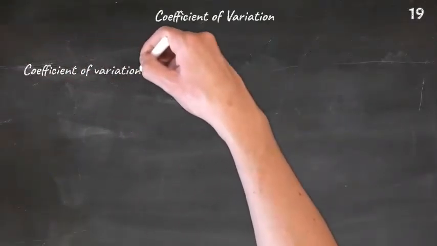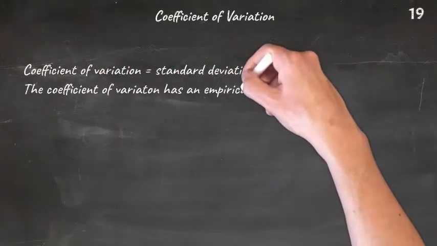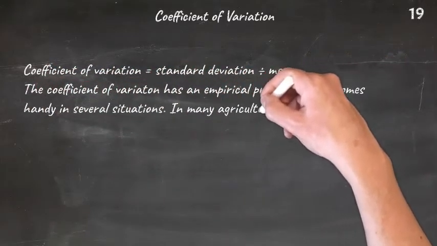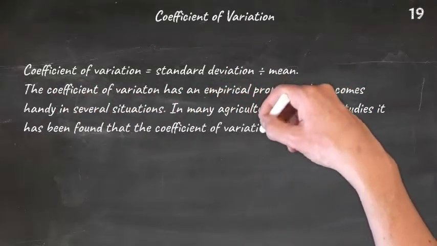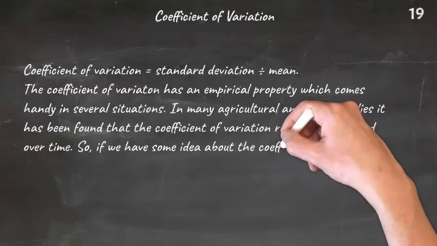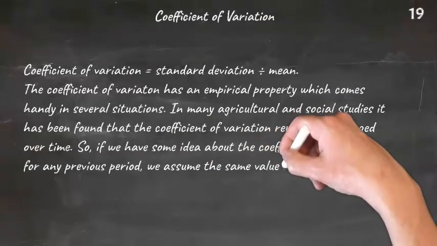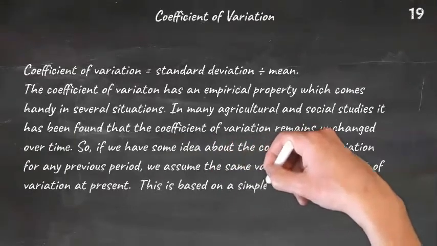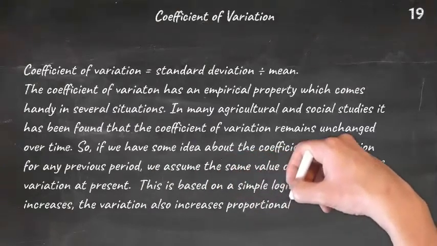Coefficient of variation equals standard deviation divided by mean. The coefficient of variation has an empirical property, which comes handy in several situations. In many agricultural and social studies, it has been found that the coefficient of variation remains unchanged over time. So, if we have some idea about the coefficient of variation for any previous period, we assume the same value of the coefficient of variation at present. This is based on a simple logic: when mean increases, the variation also increases proportionally. However, this logic is only empirical. There is no mathematical basis for the same.